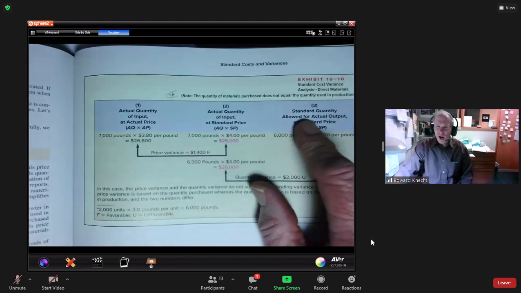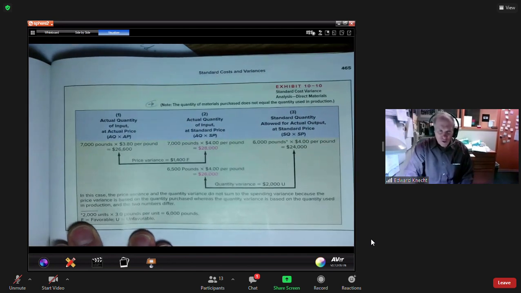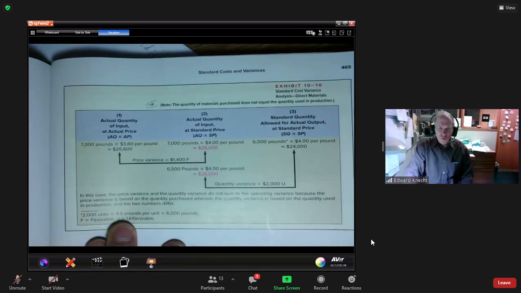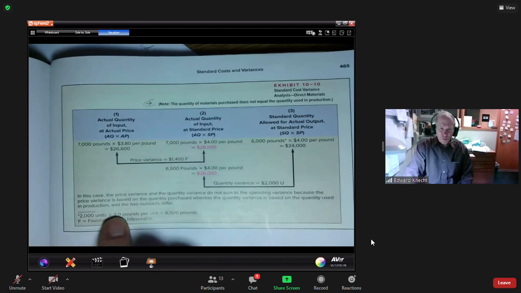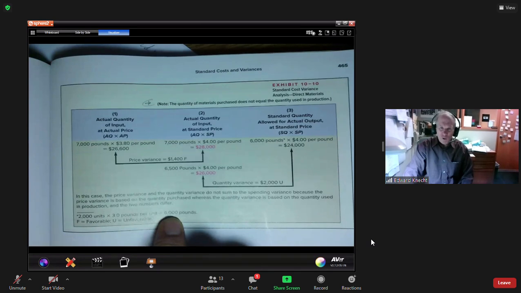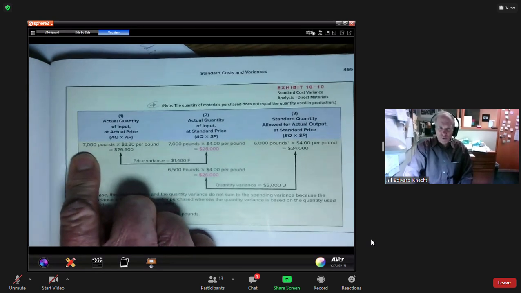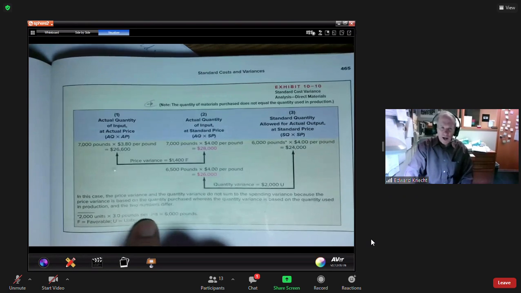But now here's the problem. In this particular case, they produced 2,000 units. So that's the final output. And they're supposed to use 3 pounds in every unit. So they should have used 6,000 pounds. They didn't need the 7,000 pounds of materials that they purchased. They just needed 6,000 pounds. Why? Because they needed to produce 2,000 units, and the standard quantity allowed was 3 pounds per unit.